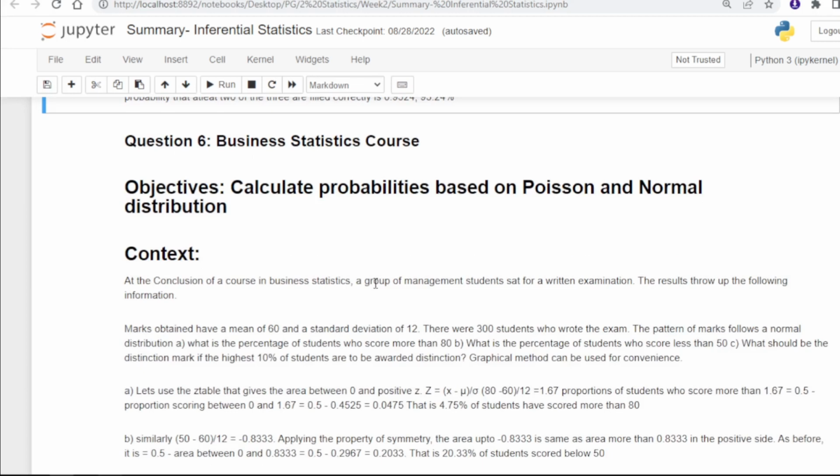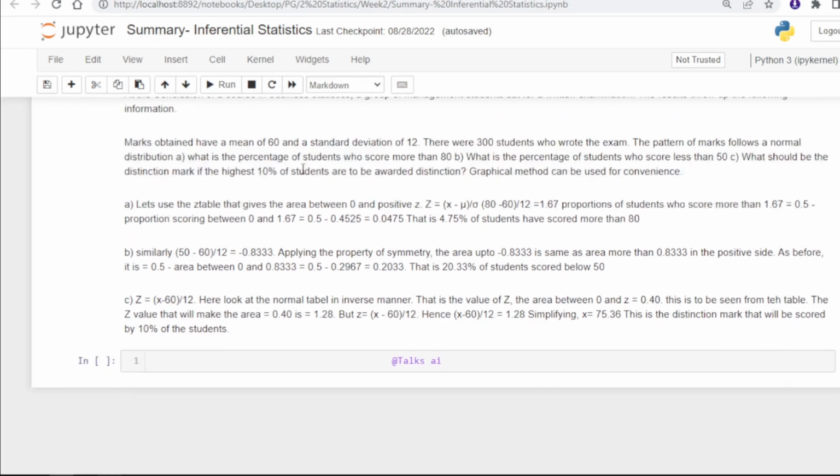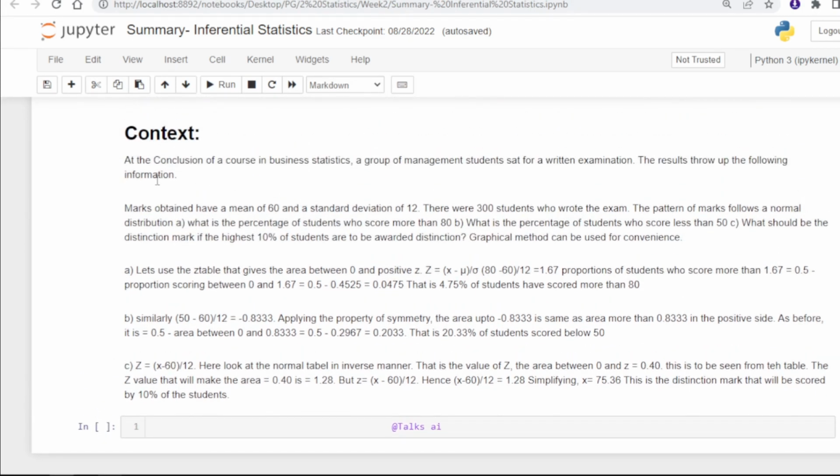So now we have another question related to a business statistics course. Here it says to calculate probability based on the Poisson and normal distribution, so we will have both terms together. At the conclusion of the course in business statistics, a group of management students sat for a written examination. The result threw up the following information.